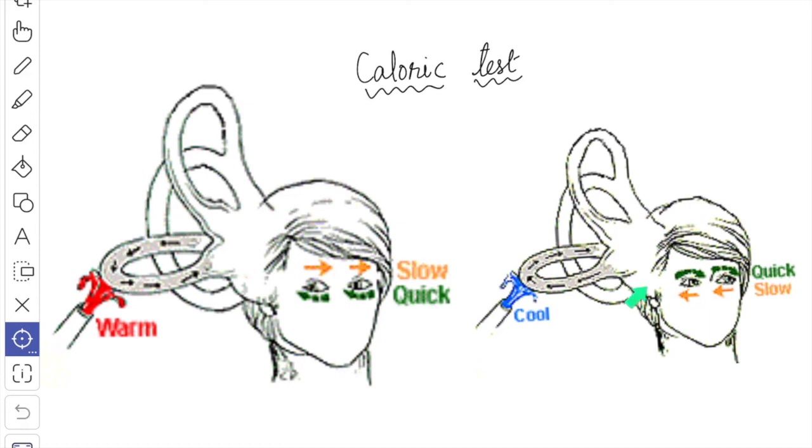The cool water in one ear produces nystagmus of the opposite side, whereas the warm water produces nystagmus of the same side. This is remembered by the mnemonic COWS. Cold water, opposite side nystagmus. Warm water, same side nystagmus. Absence of reaction to the irrigation signifies the complete interruption of the function of the vestibular nerve.